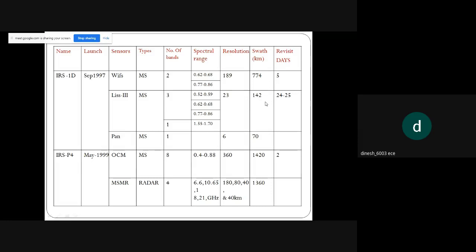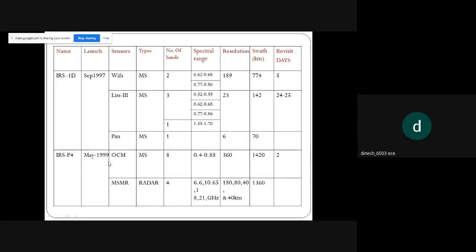Swath 142. Revisit days 24 to 25. Panchromatic type is MS. Number of bands is 1. Spectral range is all over. So resolution of 6. Swath measured in kilometers 70.